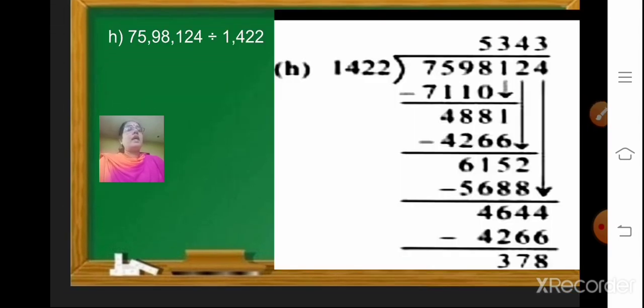Same thing I have shown in this slide step by step, how you have to divide it. If you have any problem you can just check on this slide. The same divisions are here, again we have done it together. Same 5 times, then again we have taken 3 times, and when you divide this number, your quotient is 5343 and your remainder is 378.